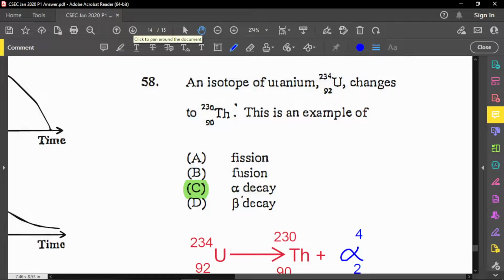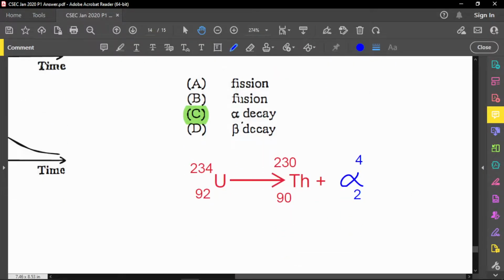What I want to point out here is that the mass number decreases by 4, because it goes to 230. So whatever the particle is, the mass number must be 4. And the proton number decreases from 92 to 90, which means the proton number of the particle is 2. So you have 4 as the mass number and 2 as the proton number, and that defines our alpha particle. So it's an alpha decay. I drew the equation right here for you to understand it.